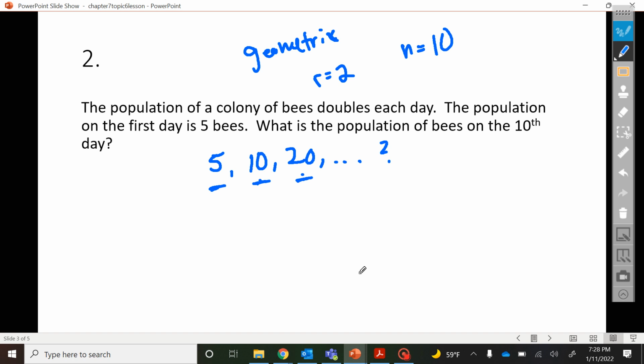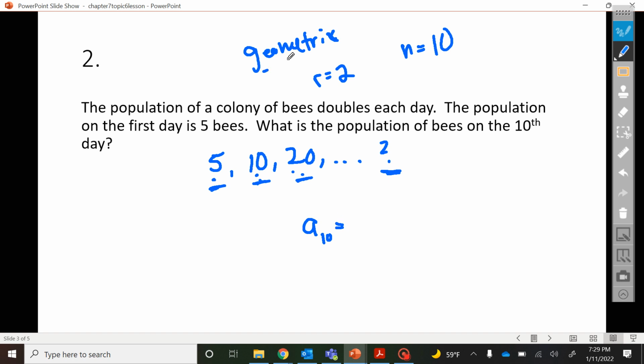So this would actually be us just finding the 20th term. Or sorry, the 10th term. We are looking for A10 in this sequence. That is the population on the 10th day. This is not a series. We're not trying to add all of these individual days together. That doesn't make any sense. We are just looking for the population on day 10, so that's A10.